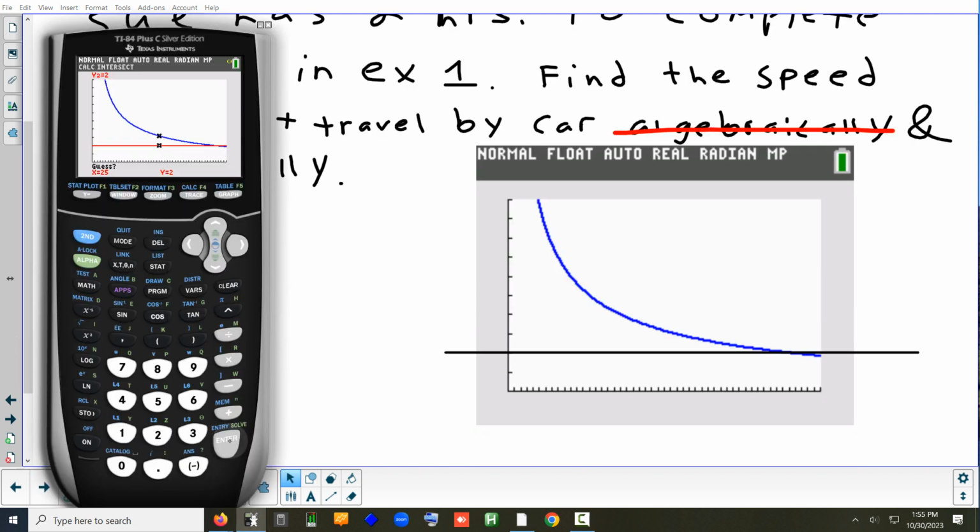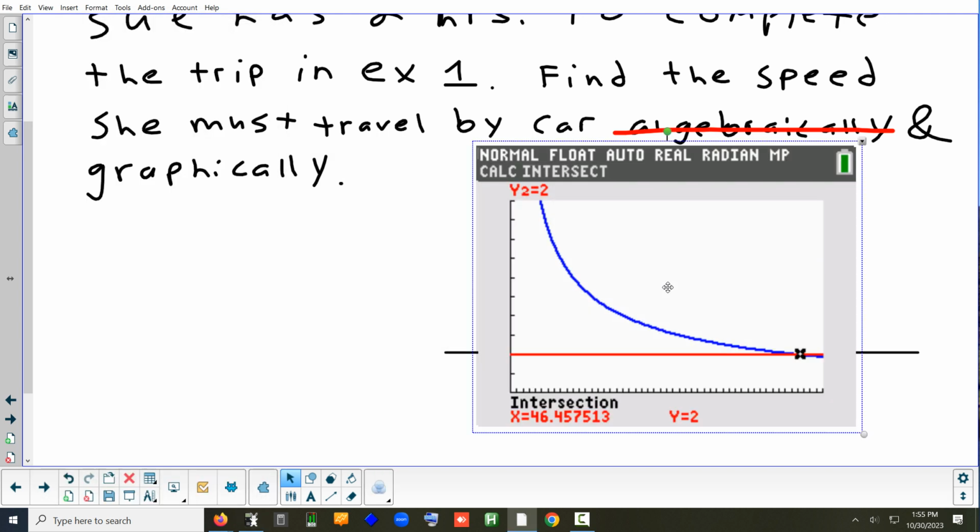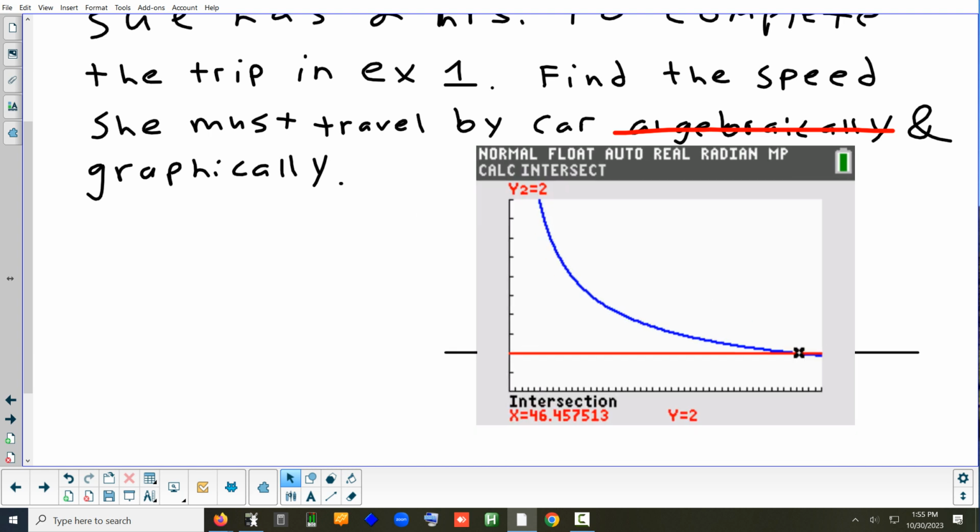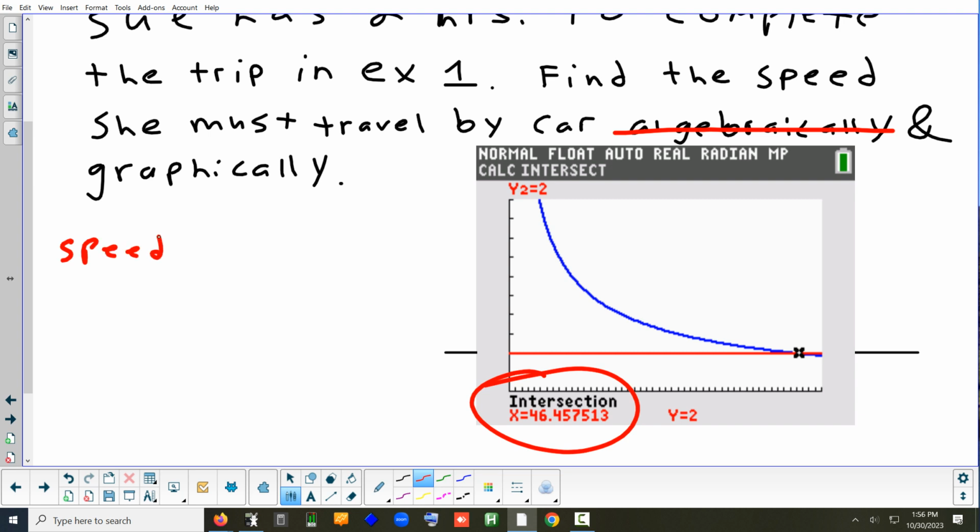All right, so just hit enter. And I get 46.46. What is that? It's the speed of the car. So the speed of the car is about 46.46 miles per hour.